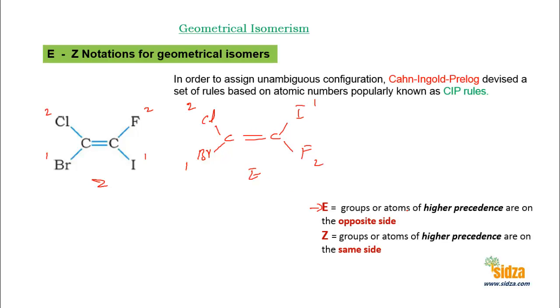We use the E terminology when the atoms or groups of higher precedence are on the opposite side. We use the Z terminology when the groups or atoms of the higher precedence are on the same side of a double bond. Pretty simple. Let's take a few more examples here.